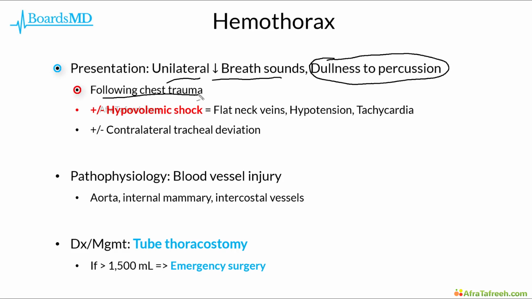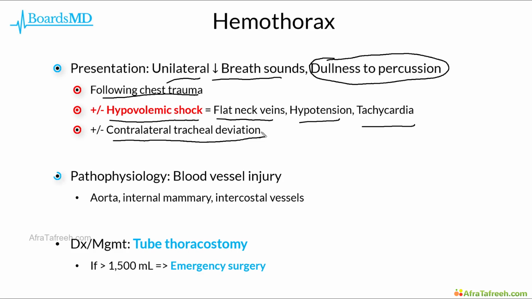Additionally, with the patient's loss of blood, it should not be surprising to us that the patient can also present with hypovolemic shock, in which they will have flat neck veins, hypotension, and tachycardia. Additionally, these patients can also manifest with contralateral deviation of the trachea as the blood causes the trachea to move towards the opposite side of the chest.